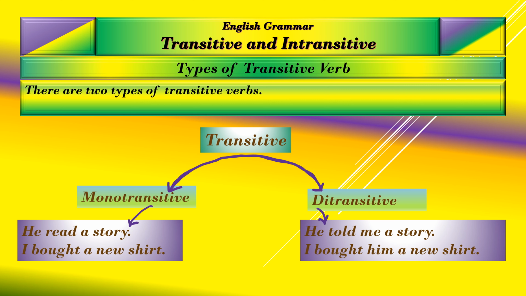And in the second sentence, I bought him a new shirt. There are two objects, a new shirt and him. A new shirt is a direct object and him is an indirect object.